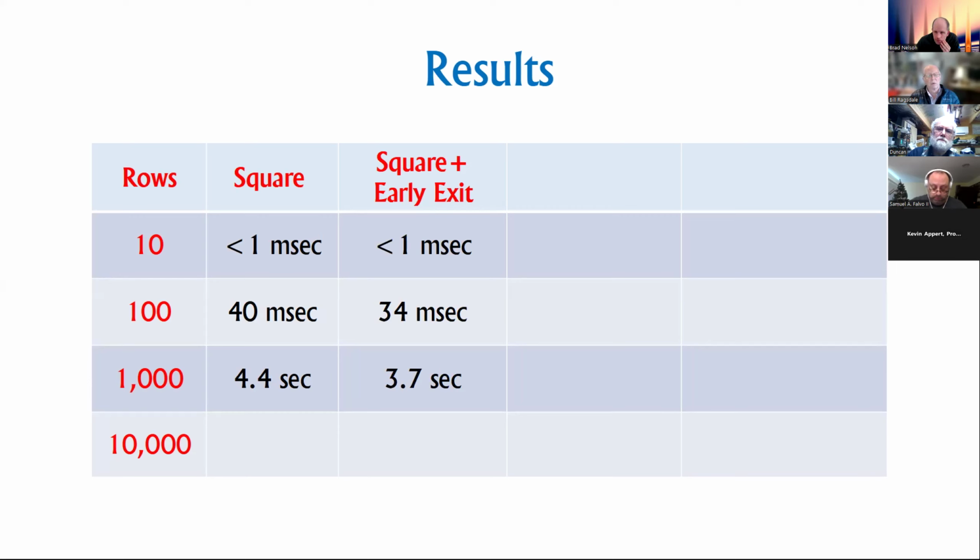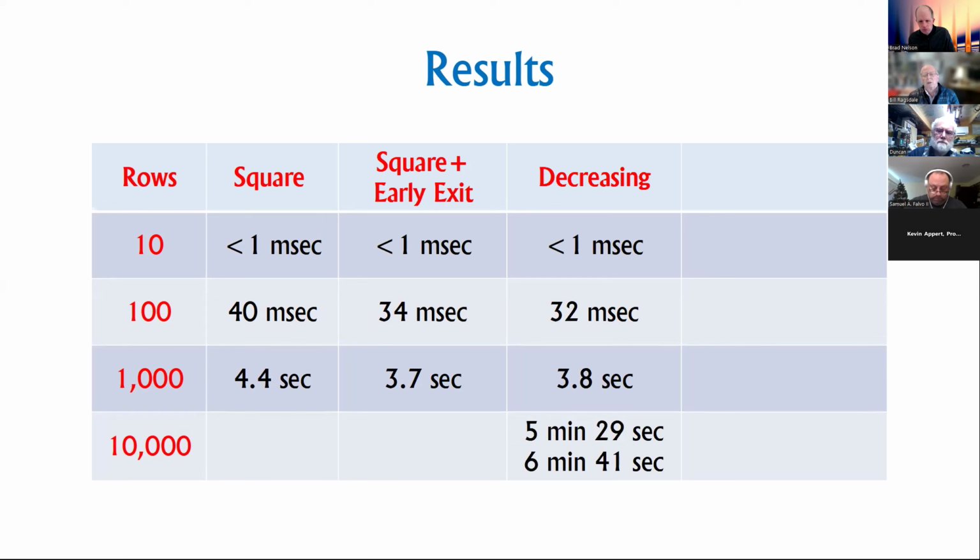So we go from the 10 row goes from 40 milliseconds to 34, and the 1,000 row matrix goes from 4.4 seconds to 3.7 seconds, just as we would expect. This is the decreasing sort. And in this case, of course, it's less than 1 millisecond for 10. For a 100 row, it's 32 milliseconds. I expected a little better improvement than that, but that's the way it turned out.